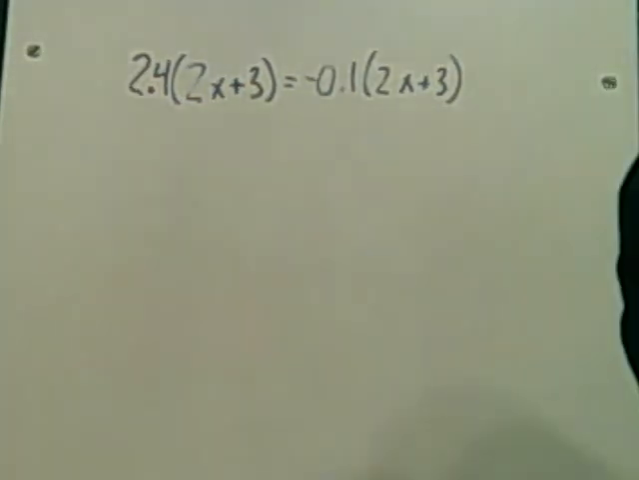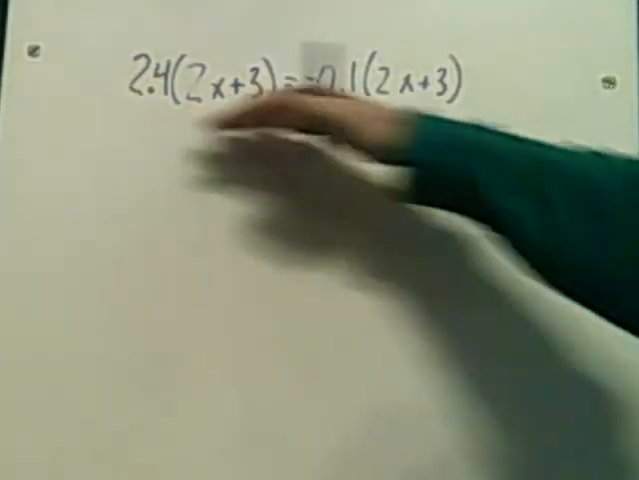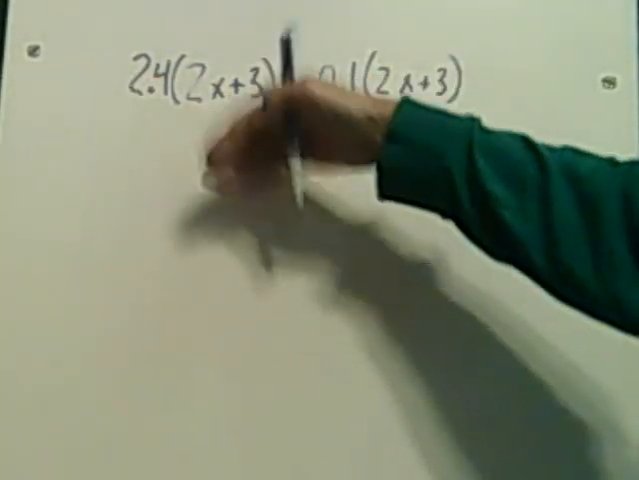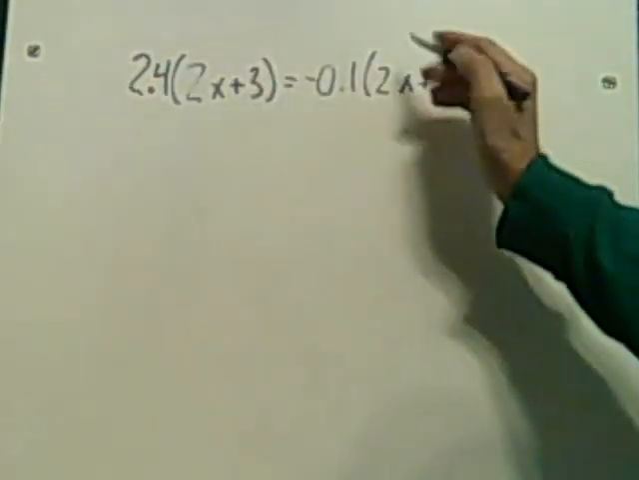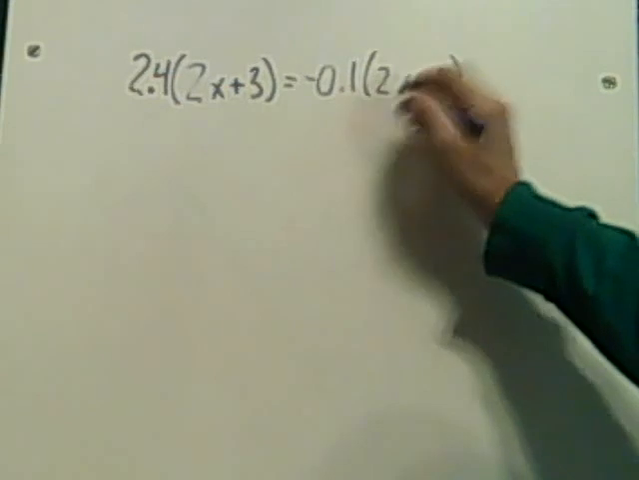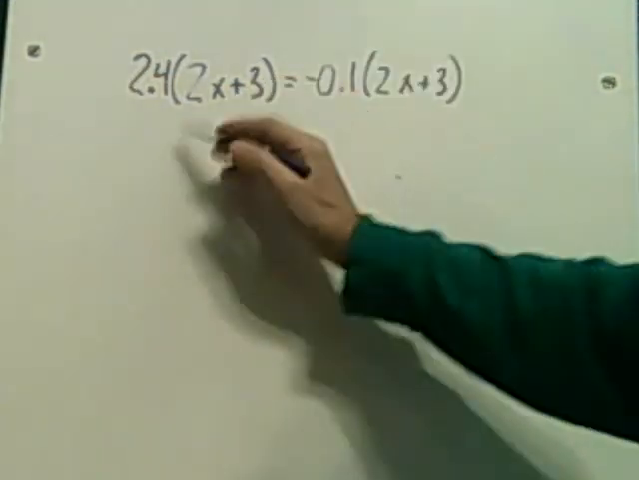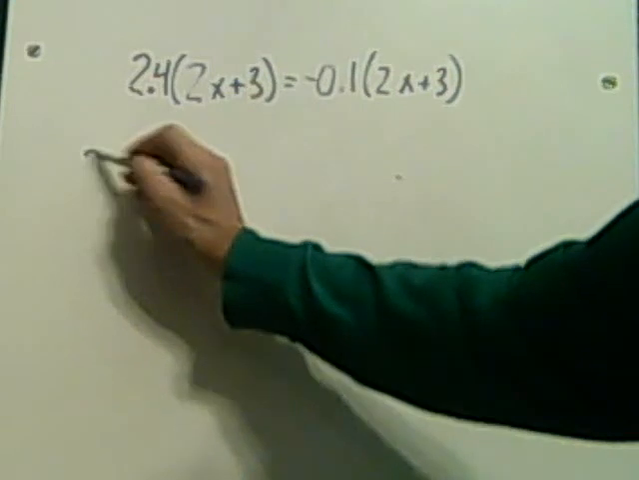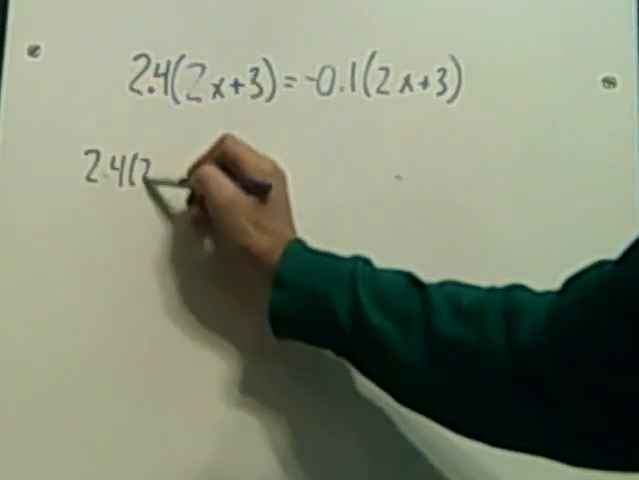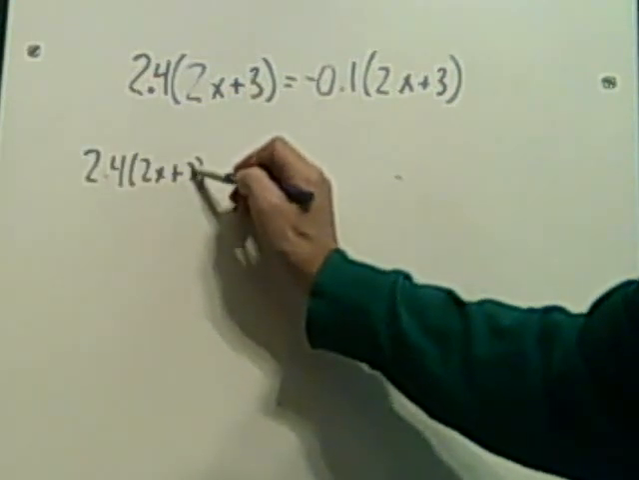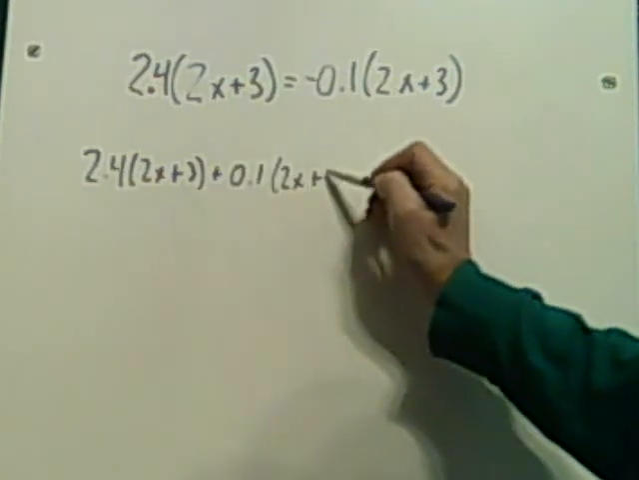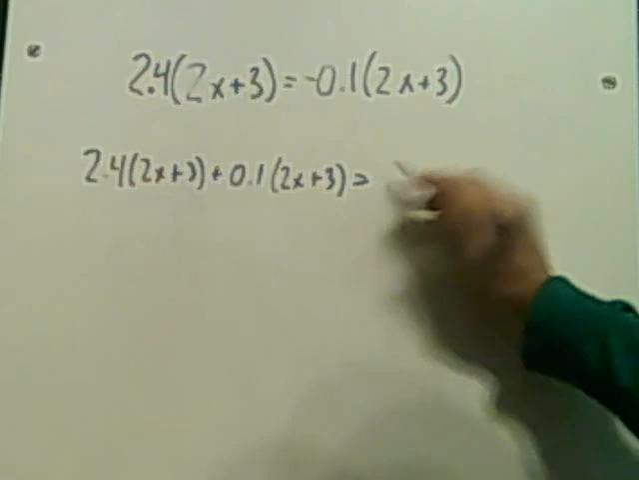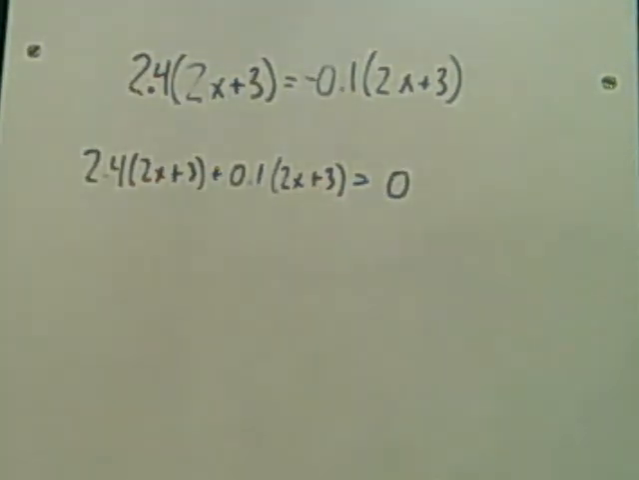So let's do this. I don't want to divide both sides by 2x plus 3 because that could be an illegal operation if that expression is equal to 0. What's safer is to put this onto the other side. So this would be 2.4 times 2x plus 3 plus 0.1 times 2x plus 3 equals 0. That's perfectly valid.